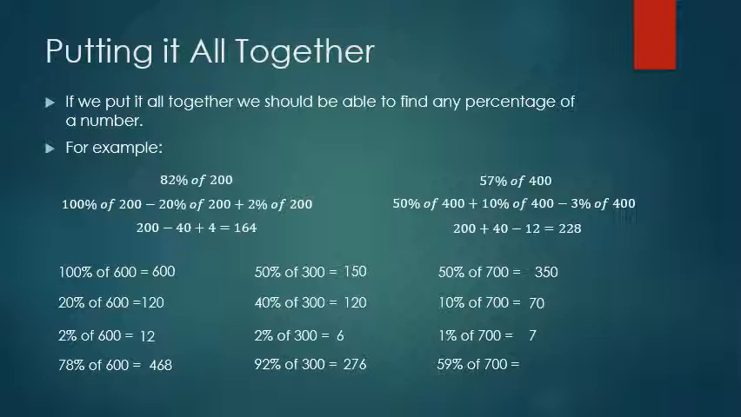So the closest 10 would be 60. So we would do 50 plus 10. And then we would subtract 1 to get to 59. So we would do 350 plus 70 would be 420. And then subtract 7, which would be 413. Okay?